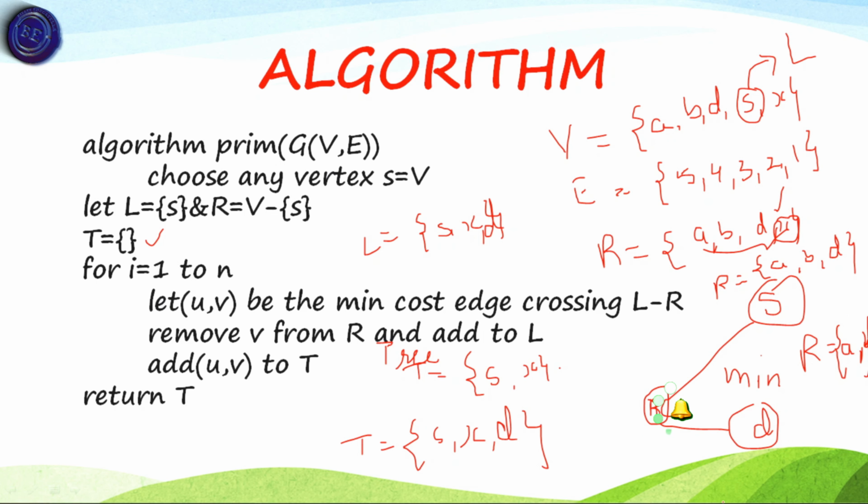So finally we will get a tree which has the minimum edge values. So in this way Prim's algorithm works. I think you understood it.